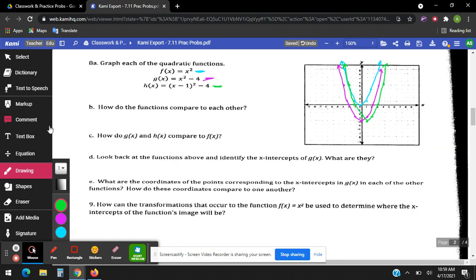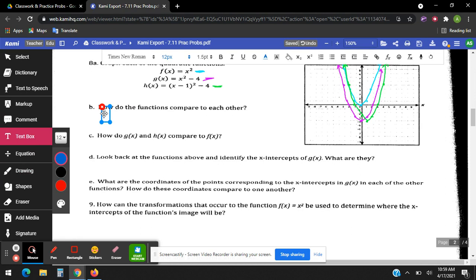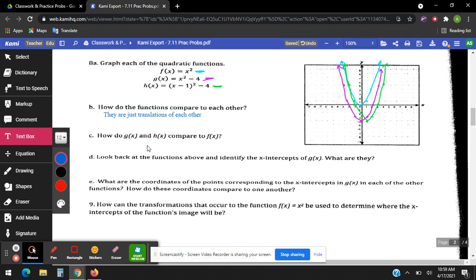Okay, how do these functions compare to each other? So again, they are just translations of each other. Right, we took the blue one, we scooted it down to get the purple one, we scooted it right to get the green one. How do g of x and h of x compare to f of x?